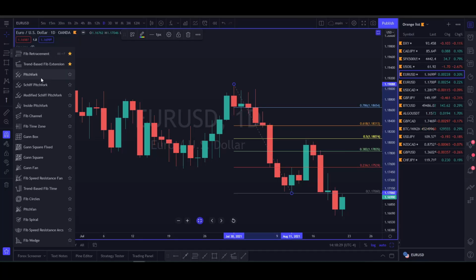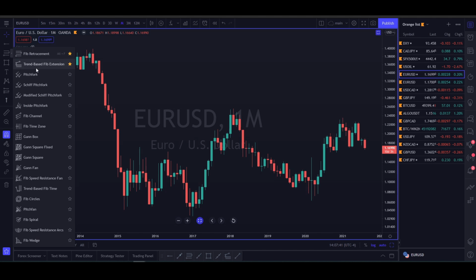Now that we know what the Fib sequence is, here is all of the Fib tools. And as you can see, there are a lot of them. I am not going to explain what each of those are or how they work, but for the scope of this video, we are going to focus on two of those tools. They are the Fib Retracement and the Fib Extension.